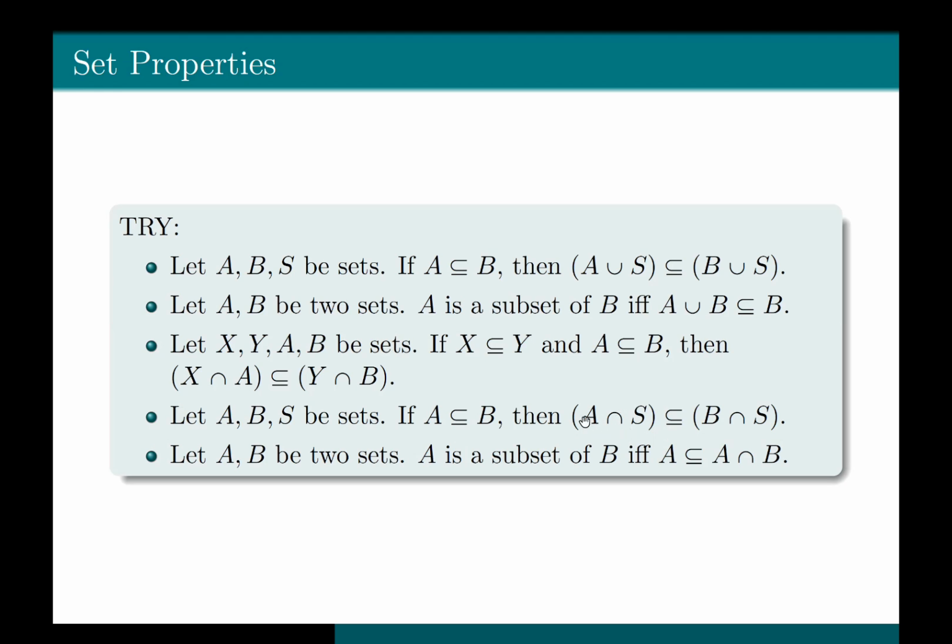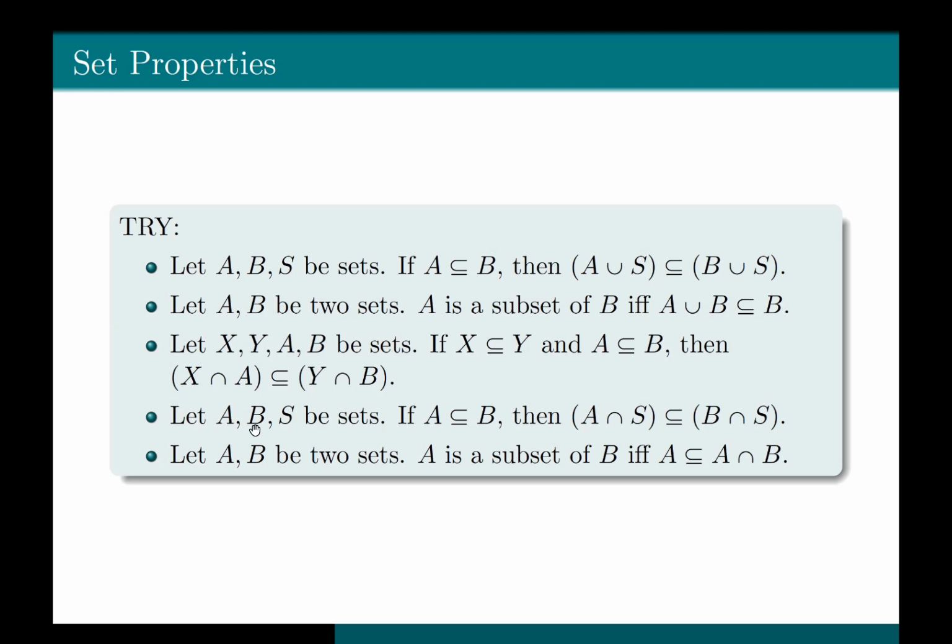Again, we use the same things. We take an element to prove this property. We take an element X in the first set, A intersection S. If we have this, we will have that X belongs to A and X belongs to S. A is contained in B, therefore X will belong to B. And since we have X belongs to B and X belongs to S, we will have that X belongs to B intersection S.